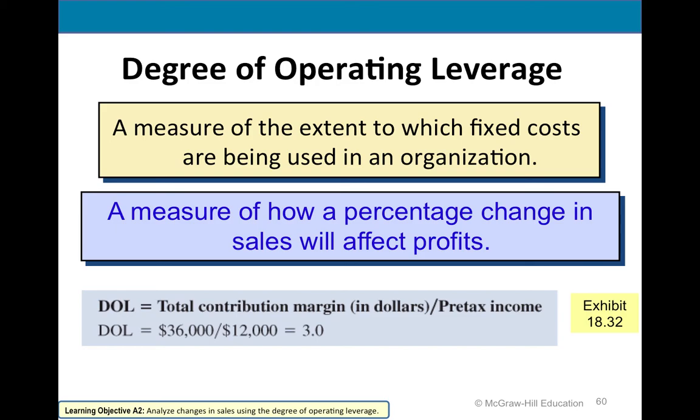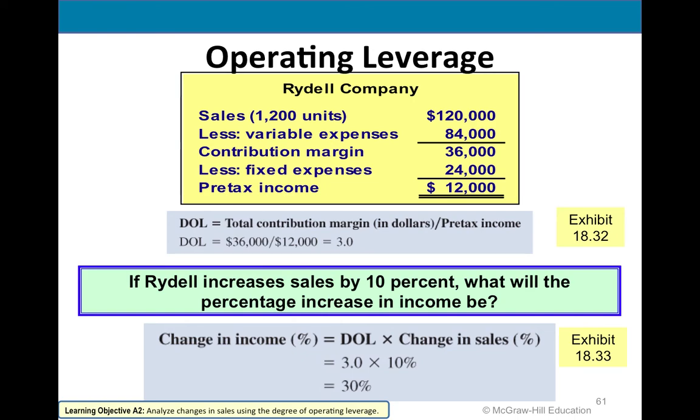Again, degree of operating leverage. Here it says how a percentage change will affect your profits, given which fixed costs are being used. It's contribution margin divided by pre-tax income. So 3 times here, it says. Okay, so 30%. Here it says if Ride increases sales by 10%, what will be the increase in income? The increase in income will be 30%. That's how you want to work these two together.